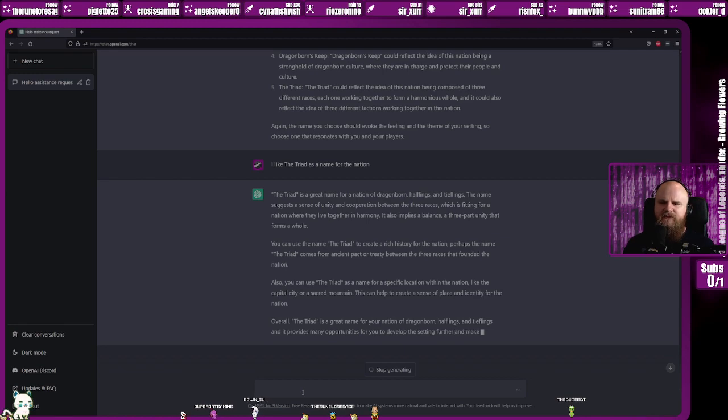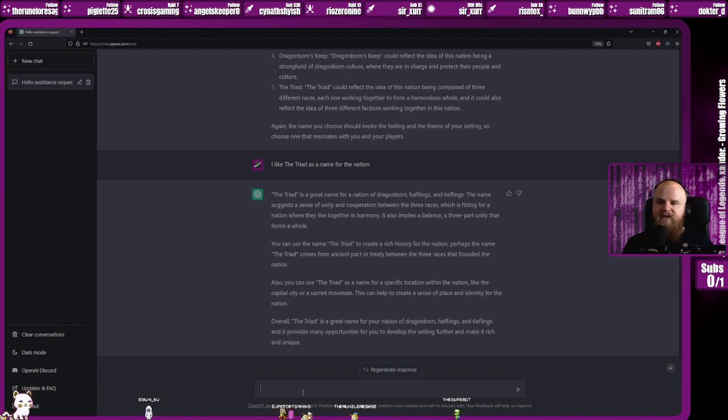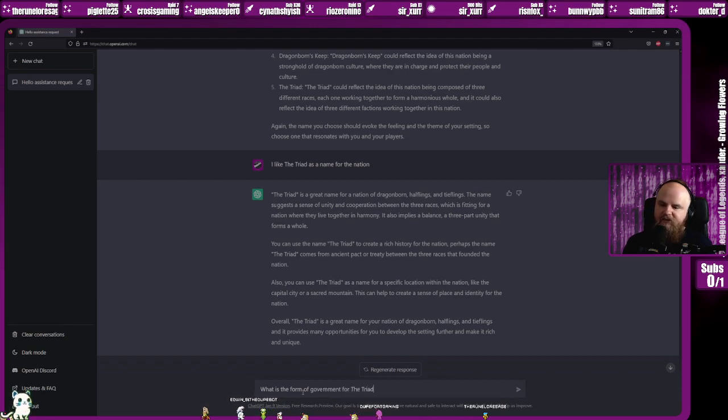Okay, so based on the response, it seems to be responding the same way as when I say that the name is going to be like this. So I think it understands that me saying I like the Triad as a name for the nation means that the Triad is the name for the nation. So let's ask, what is the form of government for the Triad?